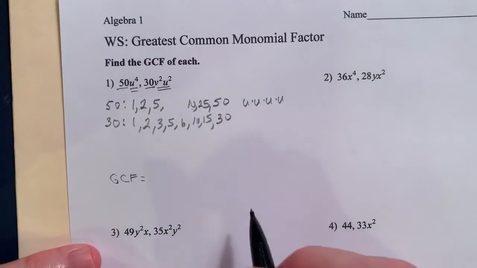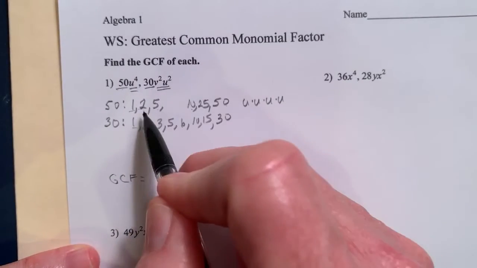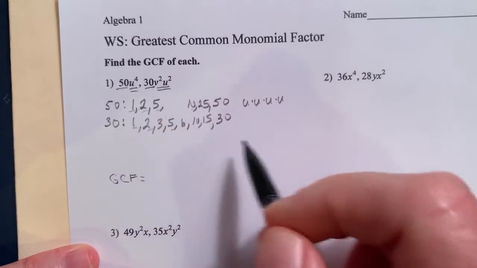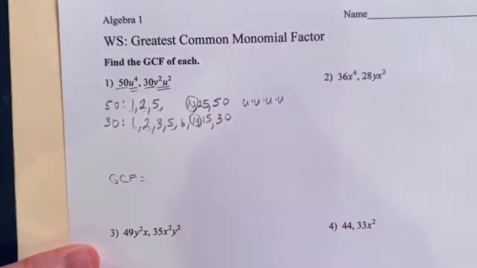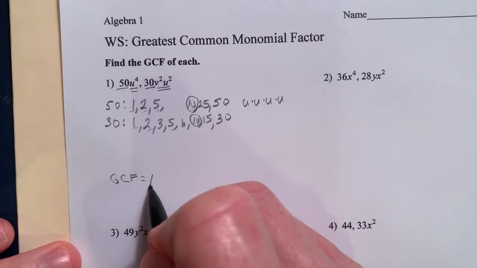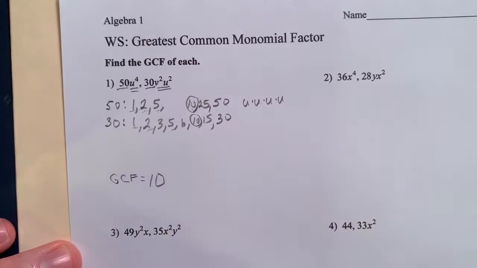Now, what I'm looking for, I have common ones. There's a couple. There's another one. But I'm looking for the biggest one. And the biggest common factor is 10. So that means that that's our numeric part. That's our coefficient for our GCF.